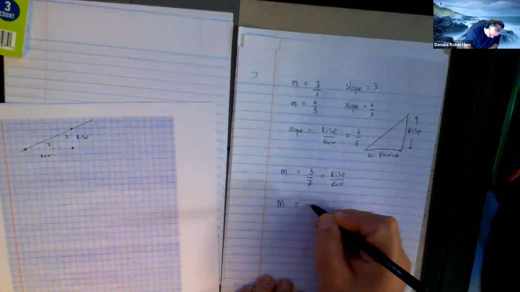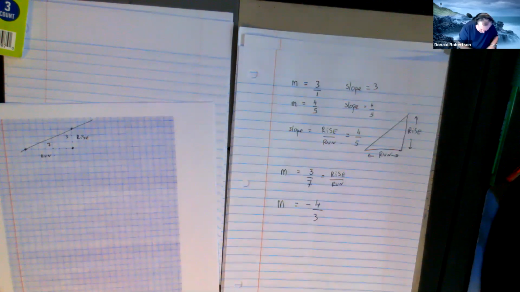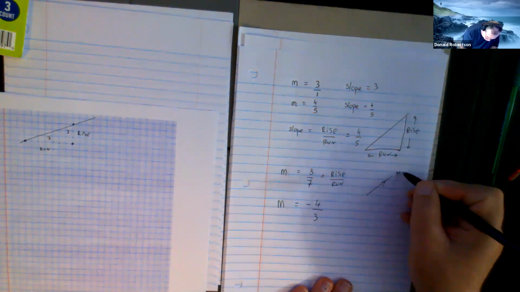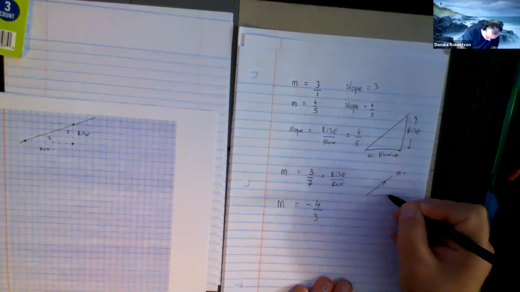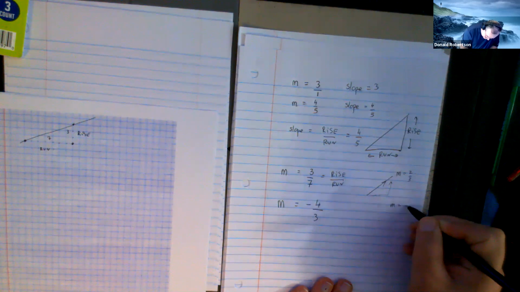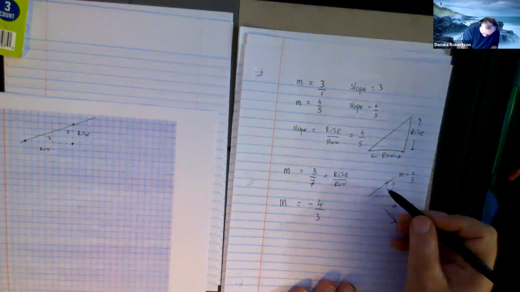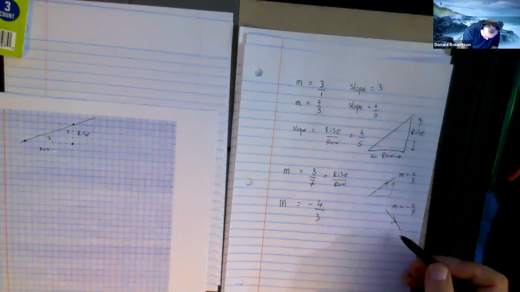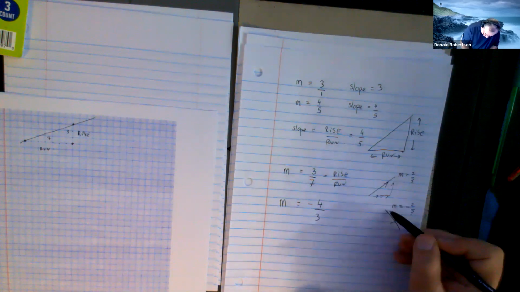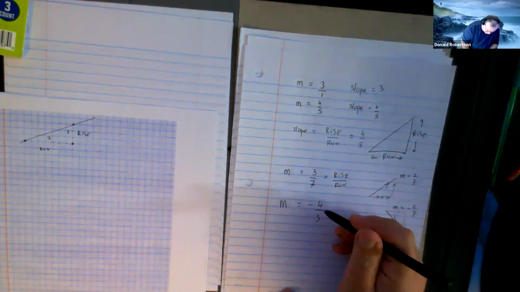Let's do a negative 4/3, so a negative slope. Now, I can tell you right now that positive slopes always go uphill. As you travel to the right, you always go uphill with a positive slope. On the other hand, if it is a negative slope, you always go downhill. If you're wondering how I know that's an uphill and a downhill, you always travel to the right. If you go up, it's an uphill. If you go down, it's a downhill. So I know this is going to be a downhill slope.